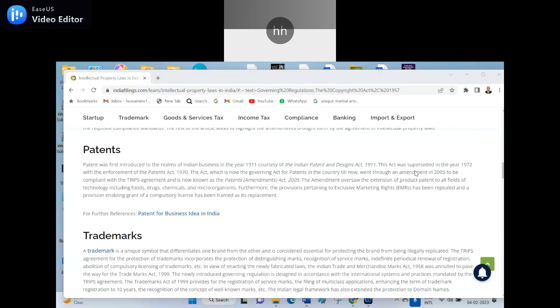Then comes the patent. So now the patent was first introduced to the realm of the Indian business in the year 1911. I can ask the question, in which year was the first patent made? I give the options 1910, 11, 12, 13. And you can frame the question here because the Indian Patent and Design Act of 1911 is made. It is the Patent and Design Act. And it is superseded in the year 1972 by the Patent Act of 1970.